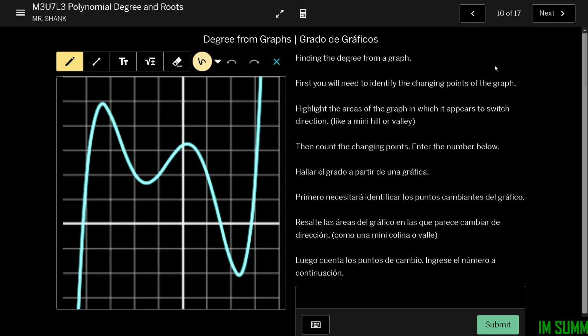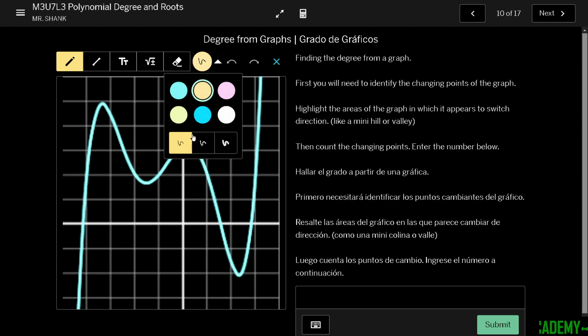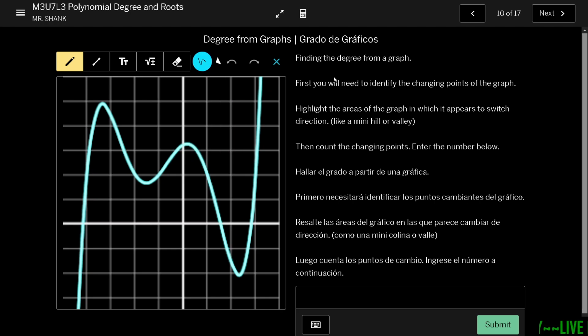All right, so now if it's on the graph, let's do a little bit different here. When we're talking about our polynomials on the graph, we're finding the degree from a graph. First, we need to identify the number of changing points. That's kind of what I was talking about before. We're trying to say, okay, how many times does it have a change, whether it's going from increasing to decreasing or from decreasing to increasing?